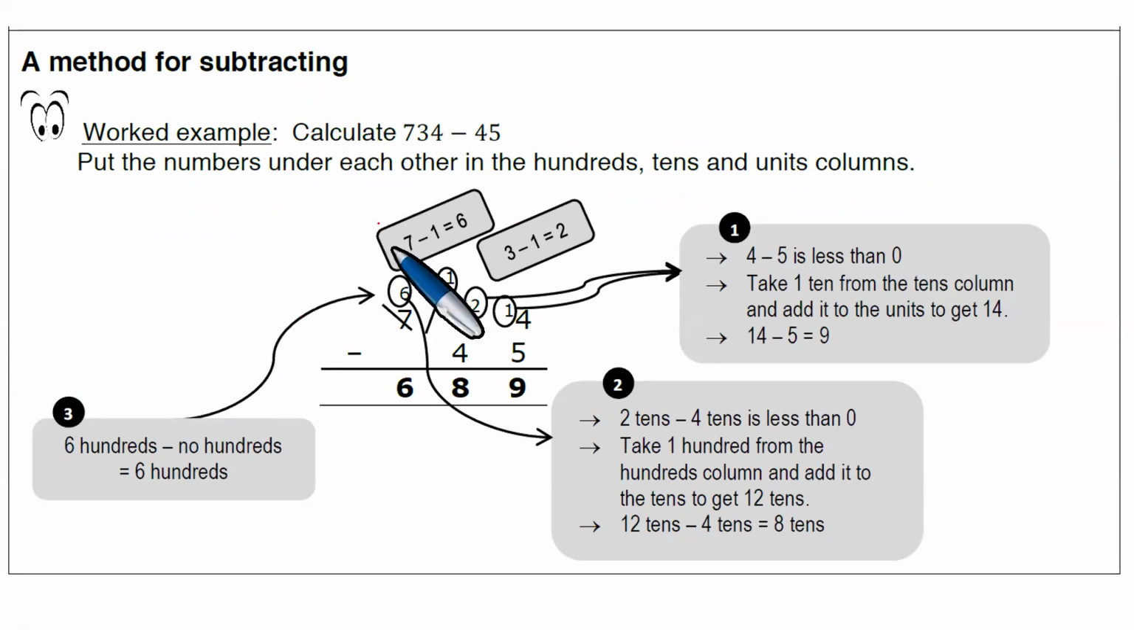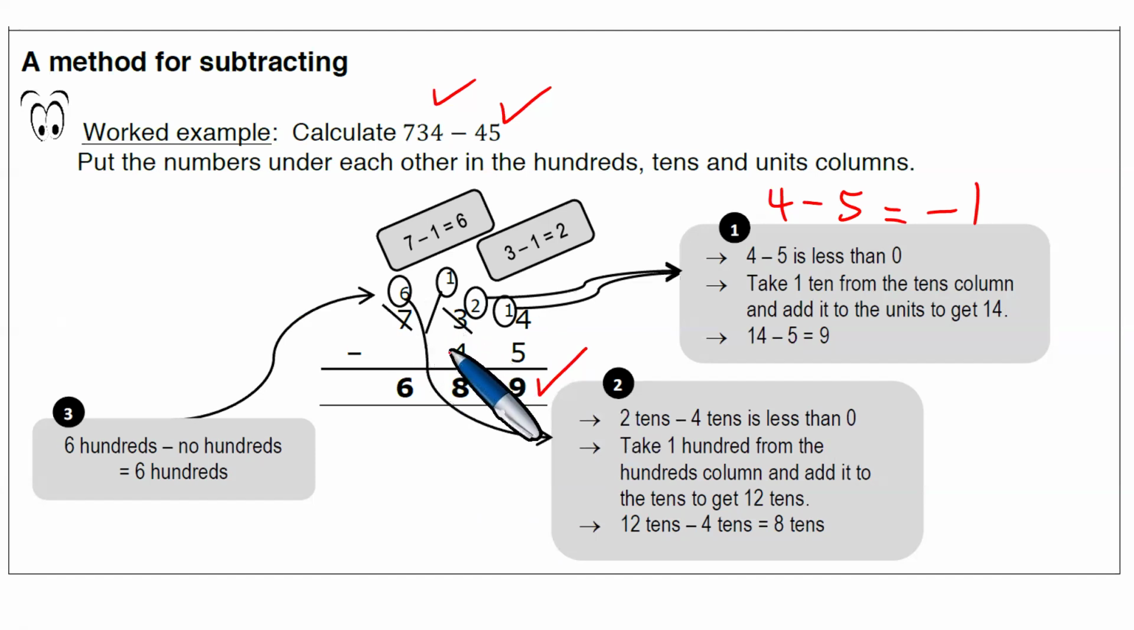Right, a method for subtracting. If you have 734 minus 45, you have the following. 4 minus 5 is not possible, so you take 1 ten from the tens column, having a 2 in the end there in the place of the 3. So now you have a 14, and 14 minus 5 gives us a 9.